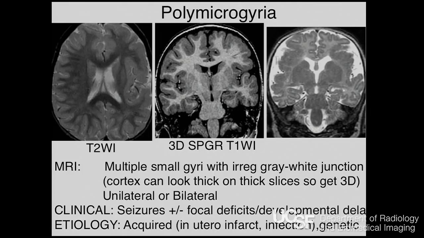And these lesions are probably more commonly acquired rather than genetic. They can occur from injury in utero, either an infarct in utero or even an infection in utero. And so it's very important, even in a non-known genetic condition, to look very carefully.